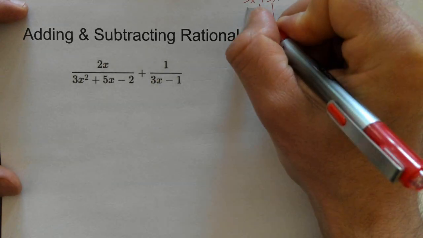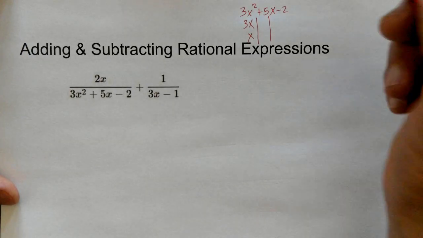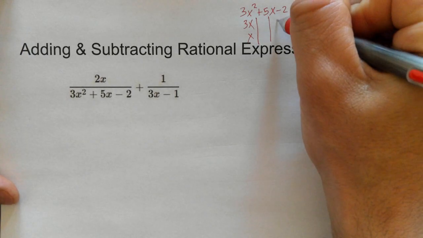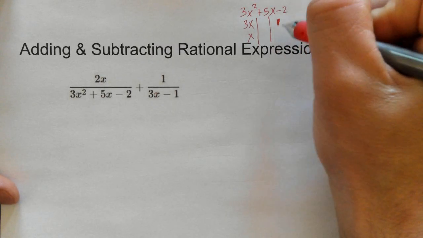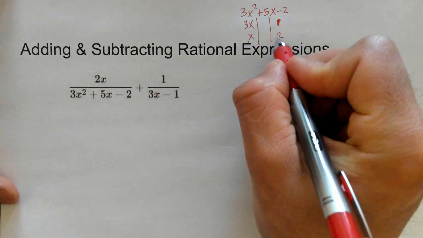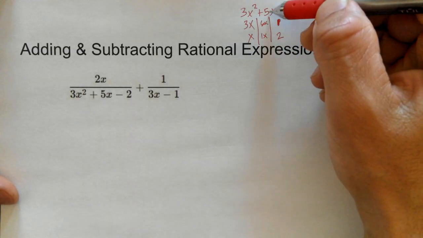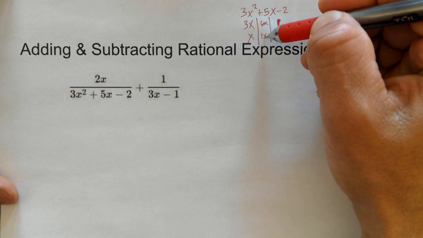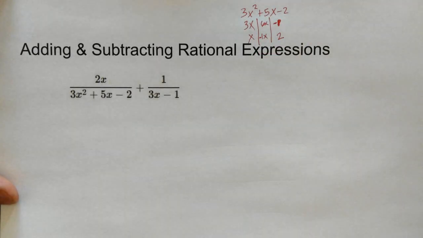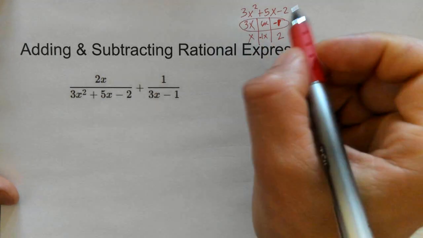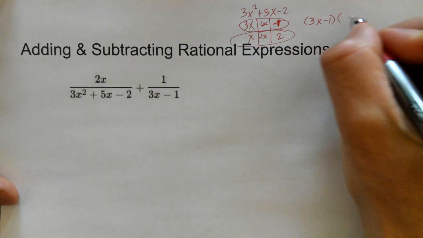As I factor it, I get 3x times x. And I get 2 times 1. Now I'm going to write it as 1 times 2, because when I cross multiply, this gives me 6x, and this gives me 1x. And in order for me to get 5, I need to do 6 minus 1, which means this minus 1 came from up here. So my factors here are 3x minus 1 and x positive 2.